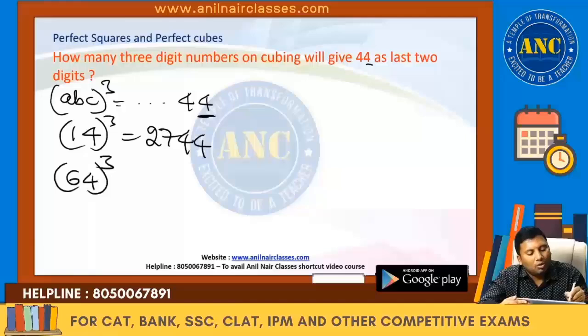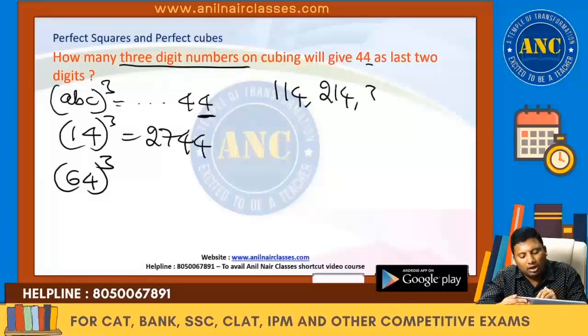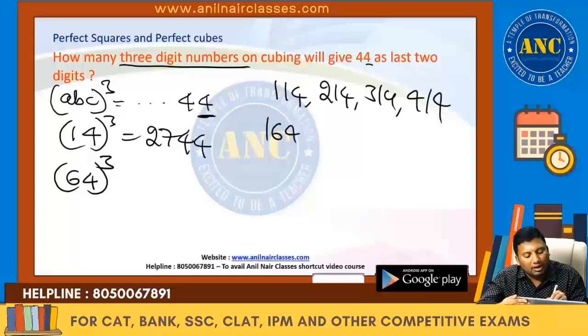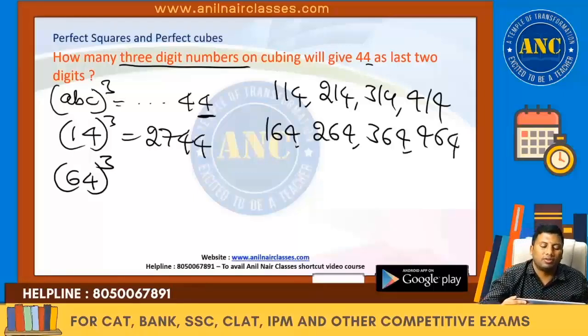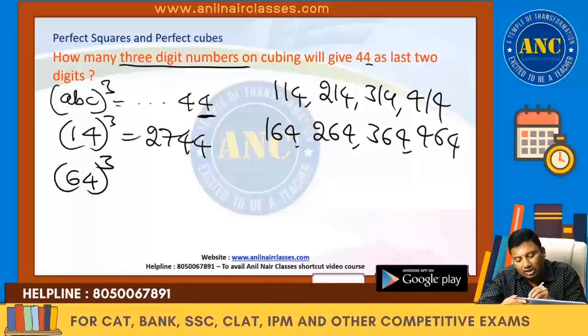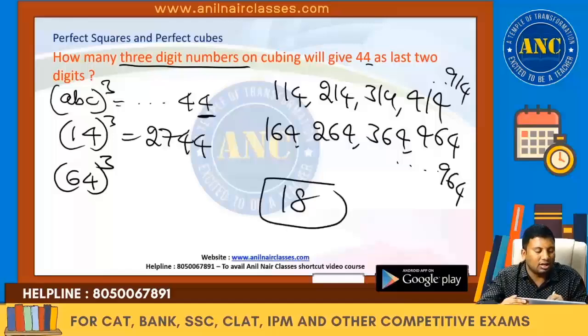4 cube is 64. What will be the next number? 64. How many 3-digit numbers? So it can be 114, 214, 314, 414. It can be 164, 264, 364 and 464. Are you all with me? Till 3-digit numbers means it is till 914, till 964. 9 plus 9, 18. Straightforward answer if you know the logic.